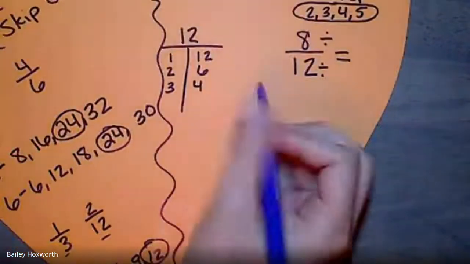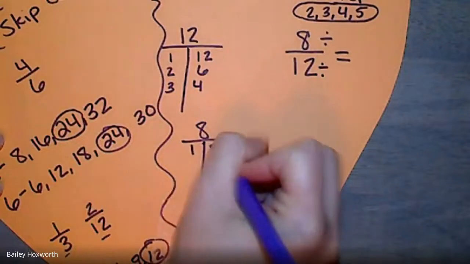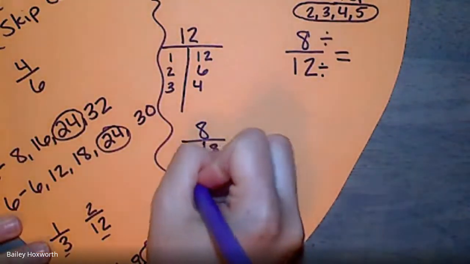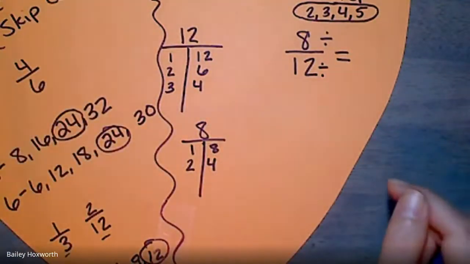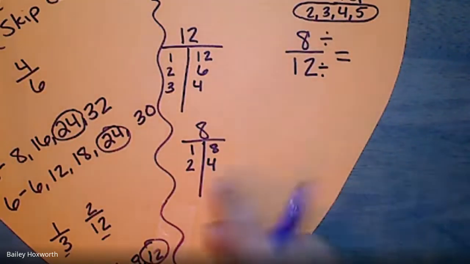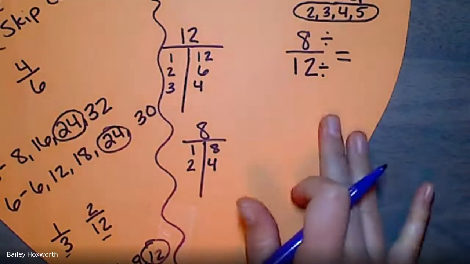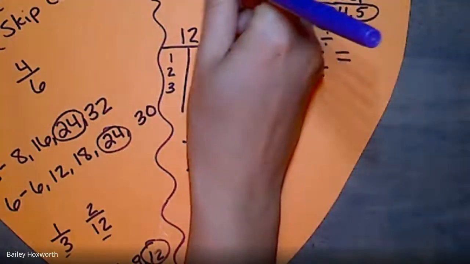So now I'm going to write my factors for 8. I have 1 times 8 equals 8. 2 times 4 equals 8. 3 times nothing equals 8. And then I'm already back at 4. So these are my factors for 8. And like I said, I could always go to the internet and Google it to make sure I had all my factors.